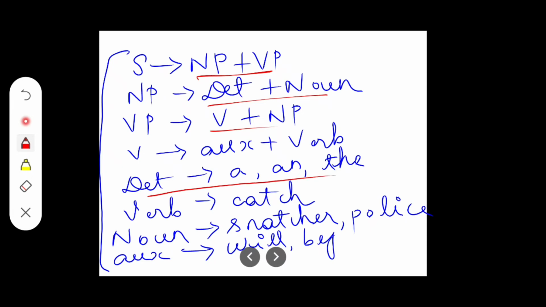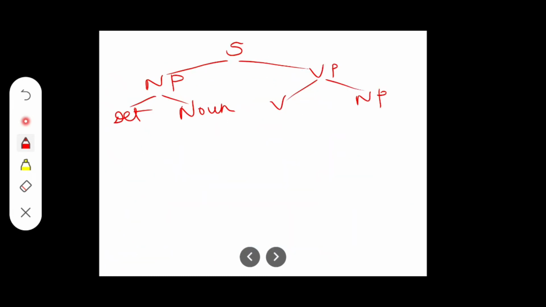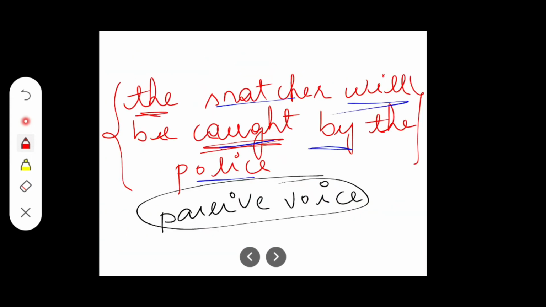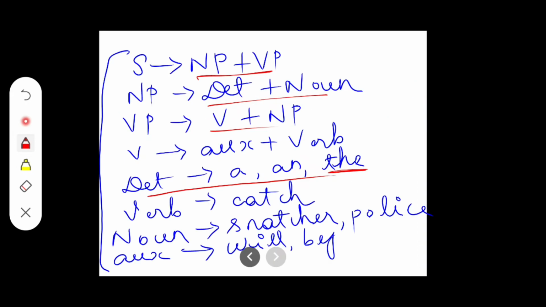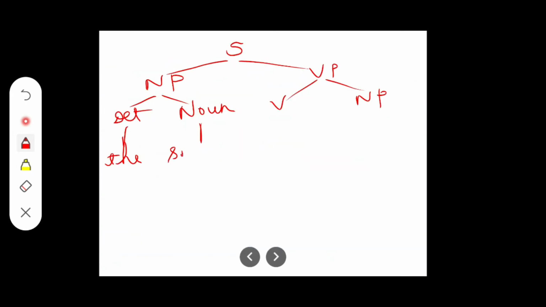See, in determiner we'll be having the. So write the in place of determiner. And noun, what is the noun that we are having in the sentence? This is the noun, the first noun. So the is over, I'll be dropping the, and the noun is snatcher. So I'll be writing snatcher here.